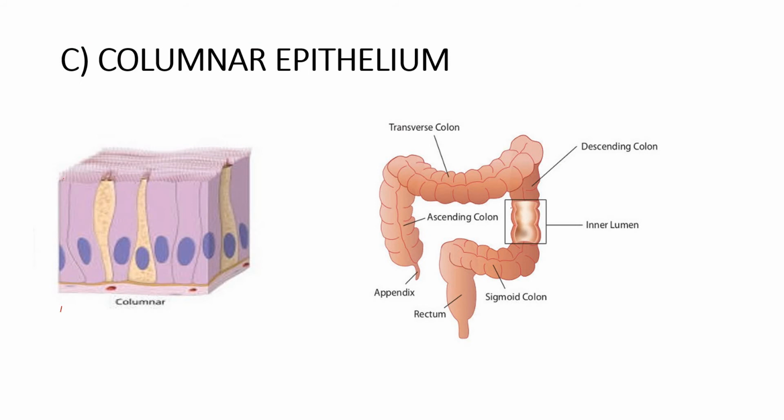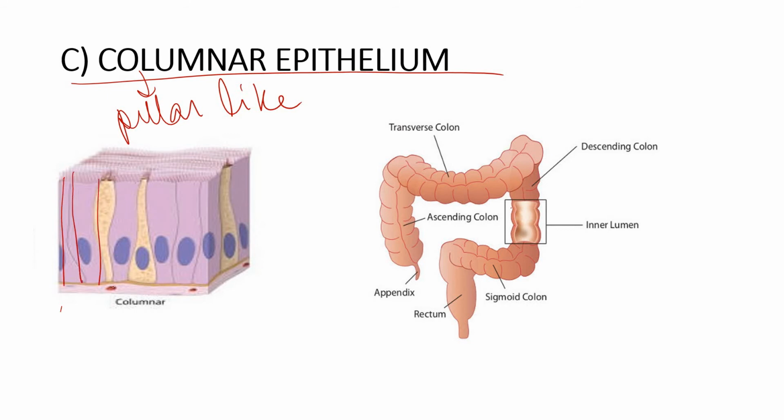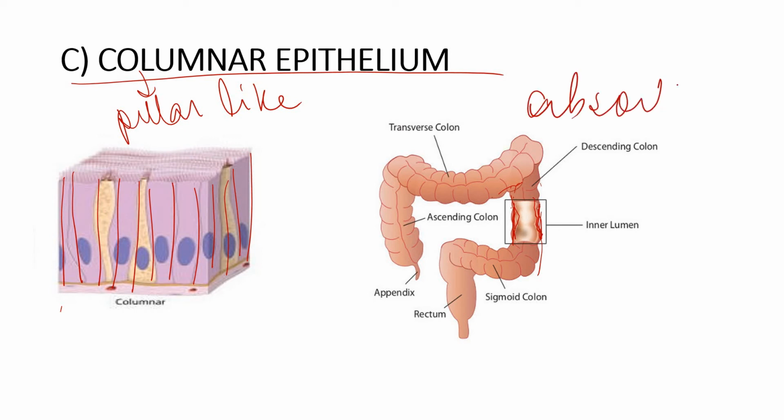Now we go to the third type of epithelium tissue, that is the columnar epithelium. You see, columnar means pillar like, column like structure. So this one you can see these are column like structures with one nucleus. These column like structures of epithelium are present in the intestinal region, in the inner lining of the intestinal region.